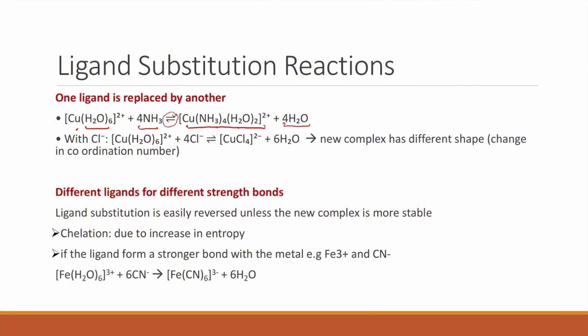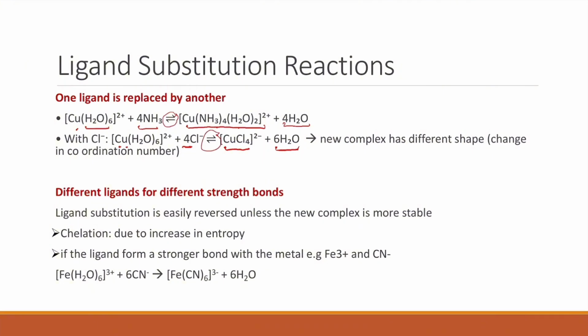With chloride as well, you could have the copper with the water, and that will give you the copper surrounded only by 4 chloride ligands, because we know that we can have a maximum of 4 chloride ligands because of their size, and they will replace the 6 ligands of water. Now the new complex has a different shape, because there is a change in the coordination number. Different ligands can form bonds of different strengths. So ligand substitution is easily reversed, because you can see it's a reversible reaction here.